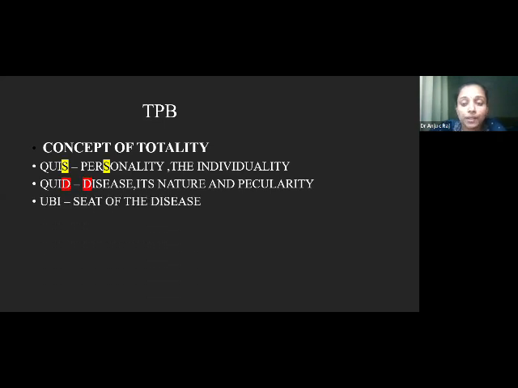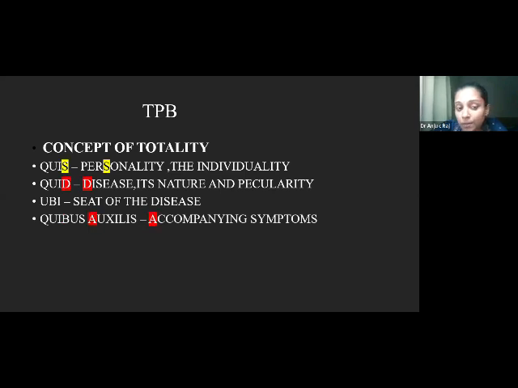Next is Quid. Quid is a disease, its nature and the peculiarity, DD. Next Ubi, it's a seat of disease. Quibus auxiliis, you can remember by A. It is Quibus auxiliis, A. So accompanying symptoms. Okay. Next Cur, a cause of disease, CC.